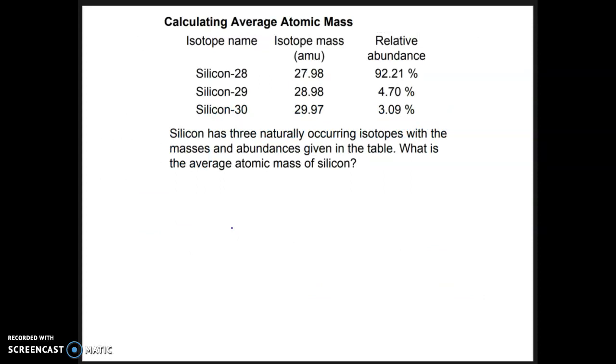Okay, and we're going to get started with our first example. Silicon has 3 naturally occurring isotopes with the masses and abundances given in the table. What's the average atomic mass of silicon? Well, it's got 3 isotopes. I've got each of their masses and their abundance.